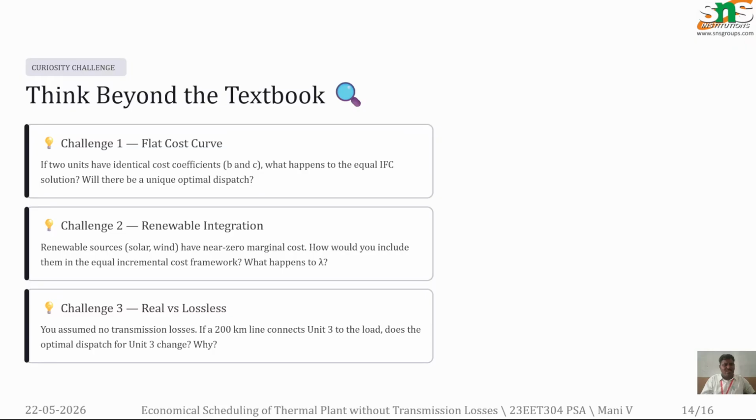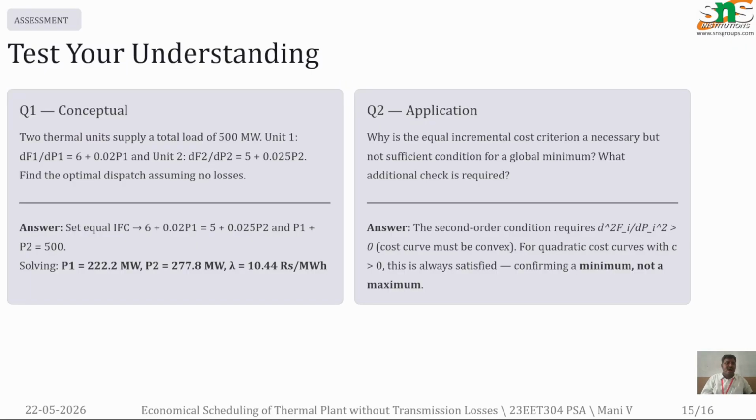Now here is a challenge. If 2 units have identical cost coefficients b and c, what happens to the incremental fuel cost curve solution? Is there a unique optimal solution or a different one? If you know the answer, you can put it in the comment section. This is for your understanding.